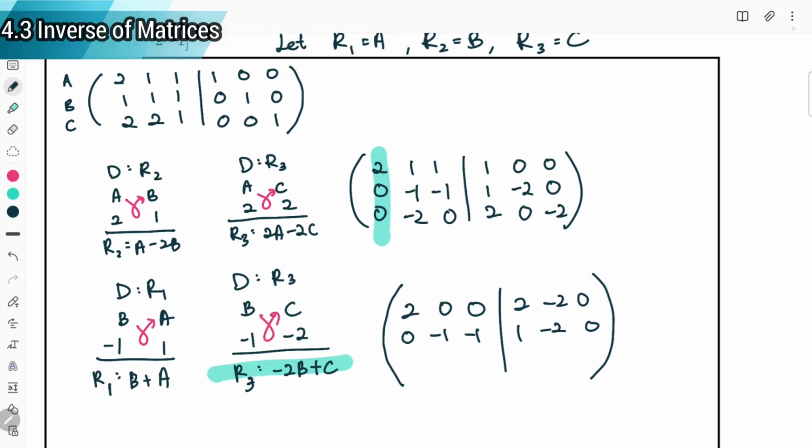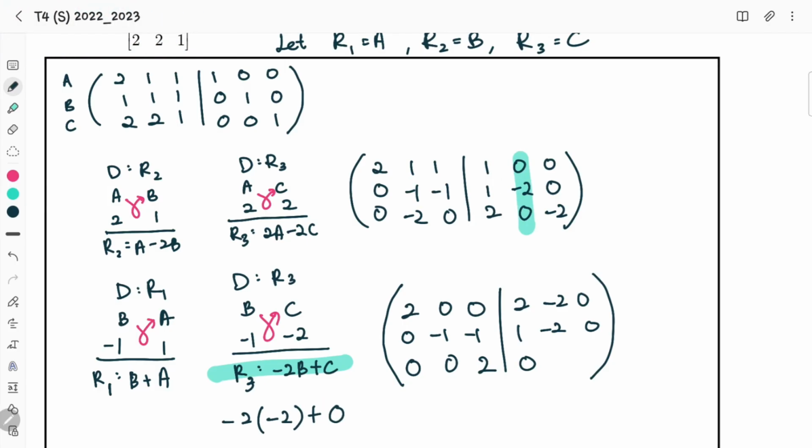Do the same for row 3. So negative 2 times 0 plus 0, you get 0. Then negative 2 times negative 1 plus negative 2, you get 0. Then you get 2. Next you have negative 2 times 1 plus C, which is 2. You get 0. And then you get 4. And lastly you get negative 2.